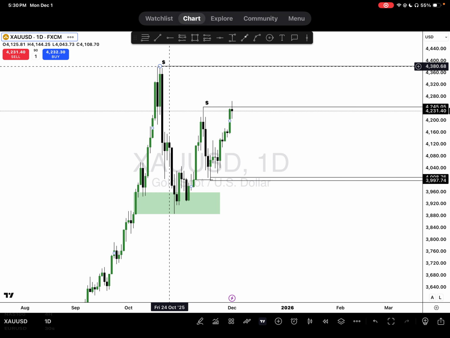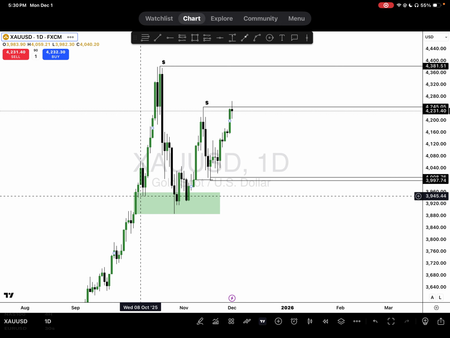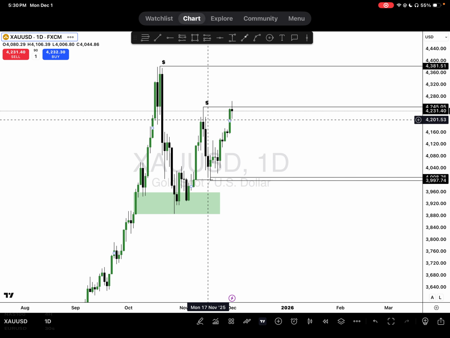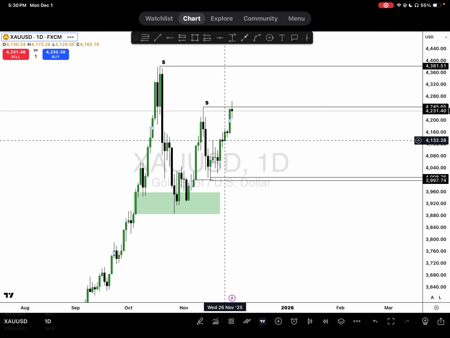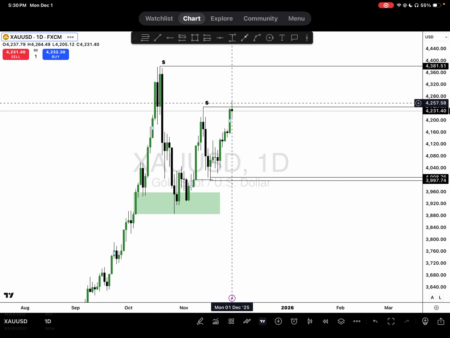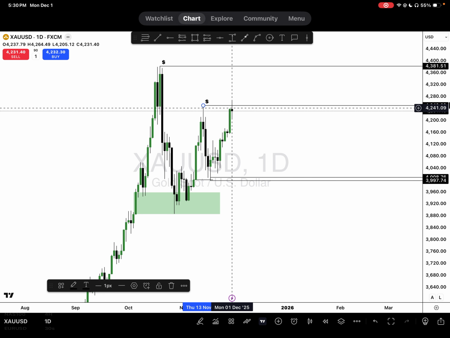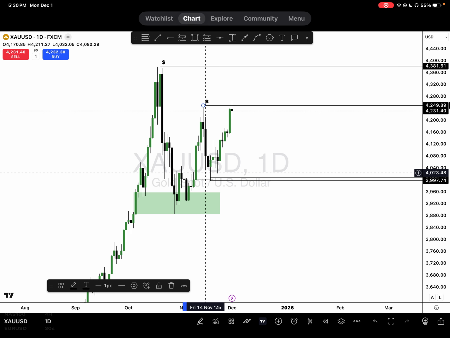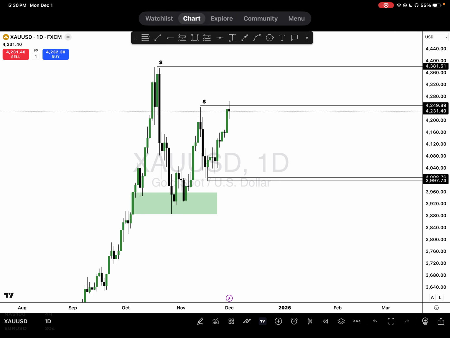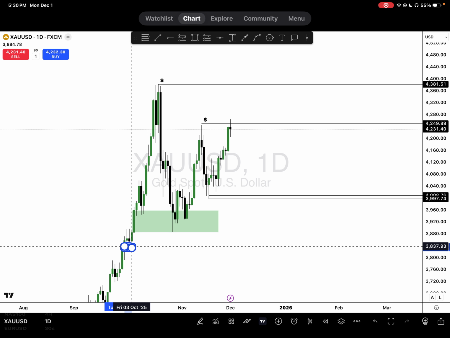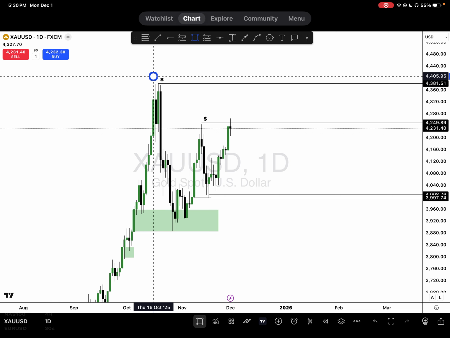This was essentially just a pullback to mitigate this price gap here, this inefficiency. And then once we got that response that generated this price gap, price mitigated that there. And now we've taken out this internal high and we're having a response here in the form of potentially a liquidity draw, which if this is a liquidity draw internally, then we'll pull back to mitigate whatever is inside of this internal run. And when I say internal, I'm talking about inside of this overall price leg from this low here to this high here.